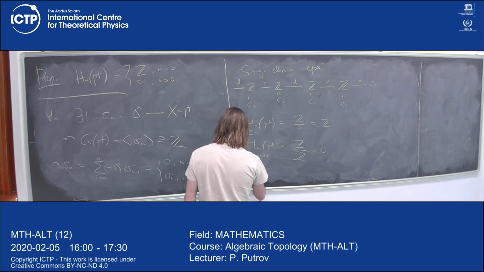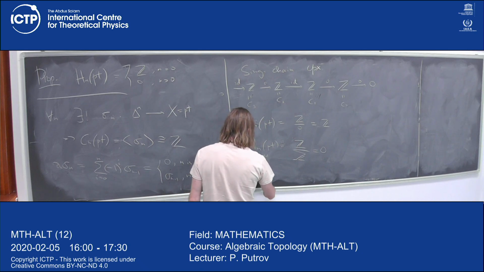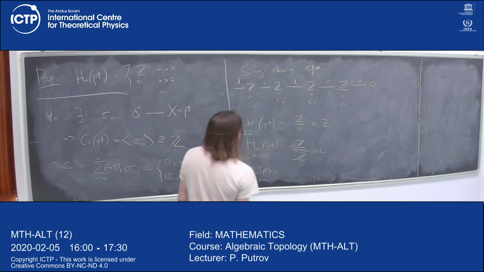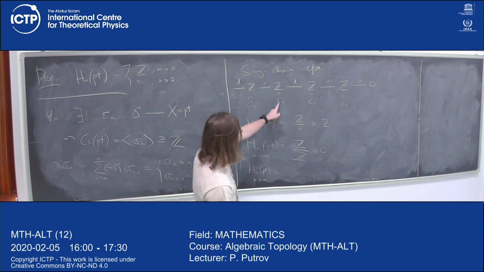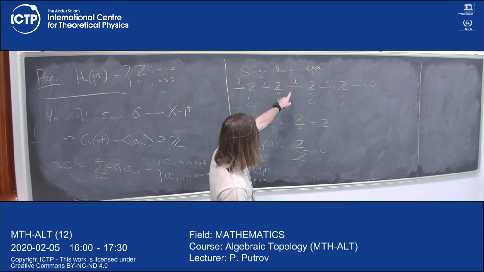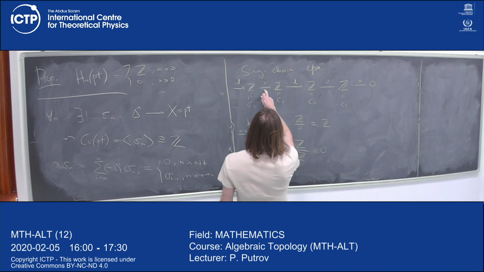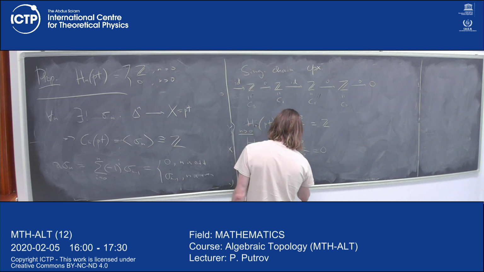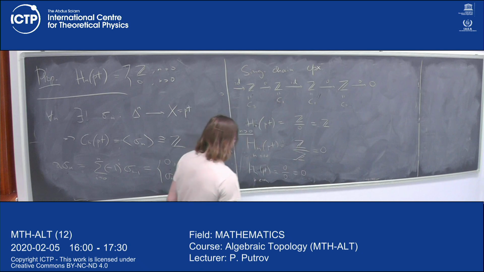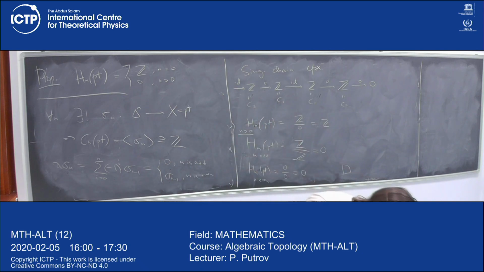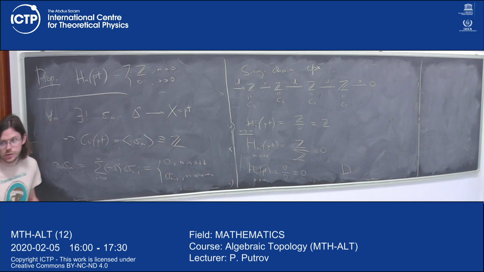And now consider Hn of the point when n is even. Let's take here, for example, the kernel of identity is 0, and the image of 0 is also 0. Any questions?